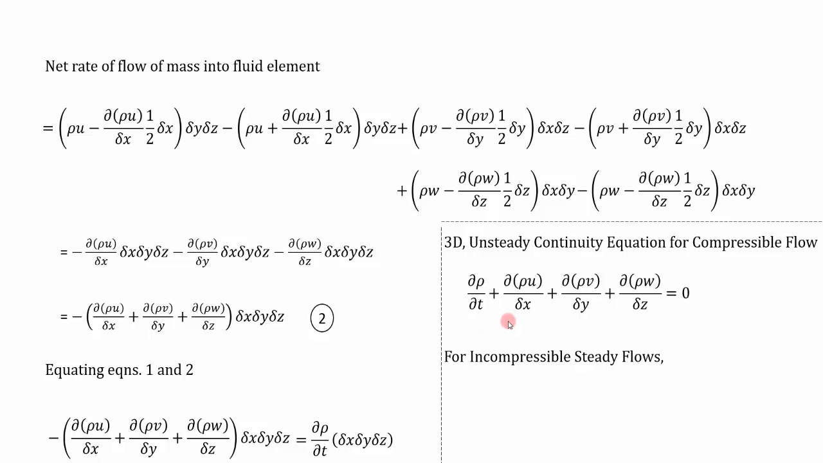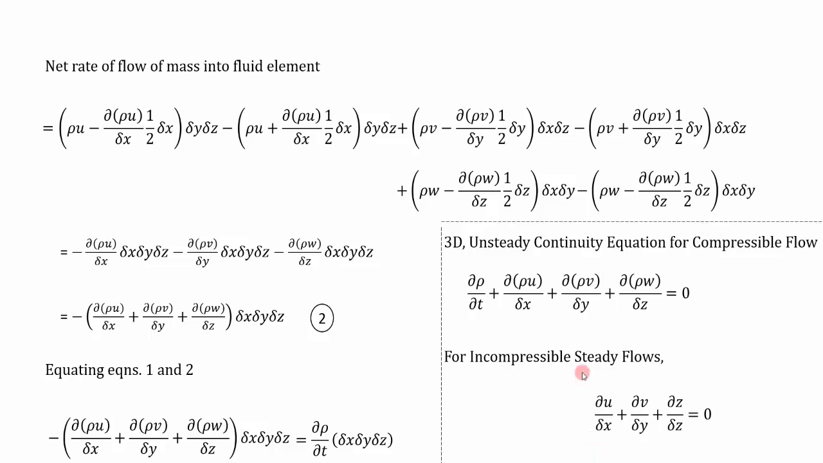So if the flow is compressible, the density will change. That's why we have included the density term inside the continuity equation. If the flow is incompressible, we need not include the change in density. So the density becomes constant. The change in density with respect to time will become 0, and we can neglect that term. And this is the equation for incompressible and steady flows.